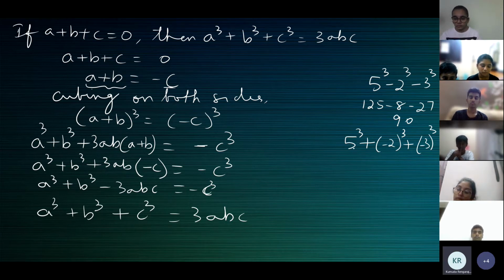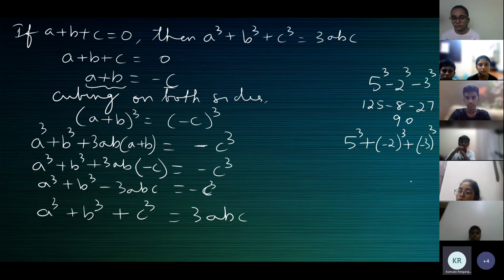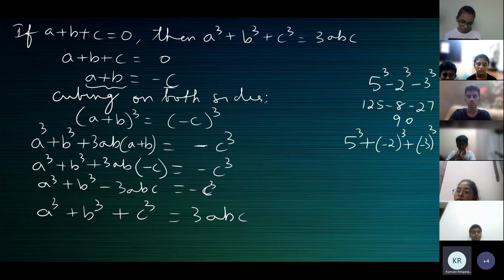Now listen children, we know that a cube plus b cube plus c cube is 3abc. Now this one is a cube plus b cube plus c cube, so the answer is 3abc. But you should check one thing. You must show that a plus b plus c is 0. Only then you can use 3abc. If a plus b plus c is not 0, then it is not 3abc. So you should check if a plus b plus c is 0.